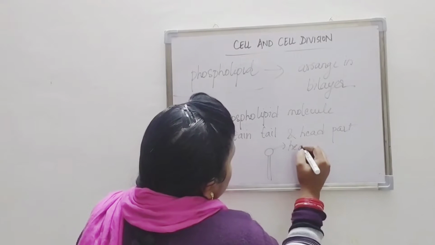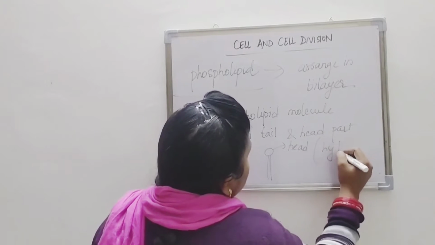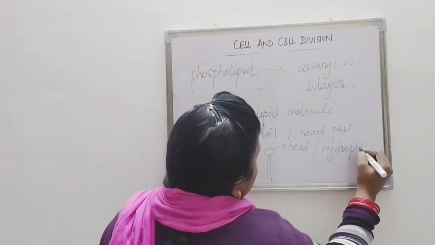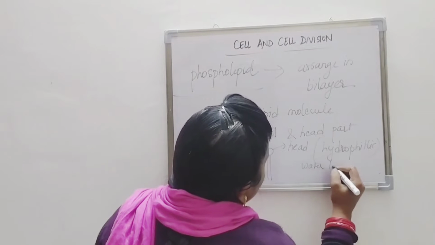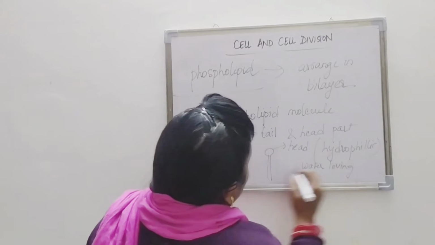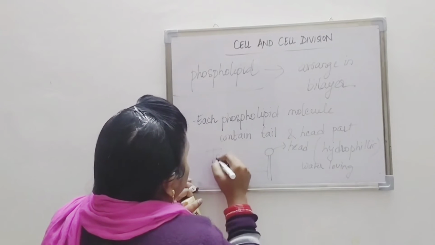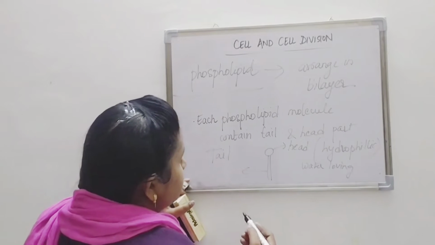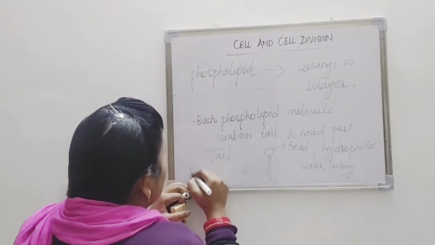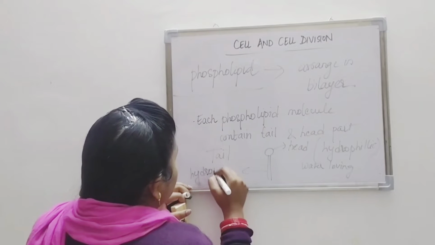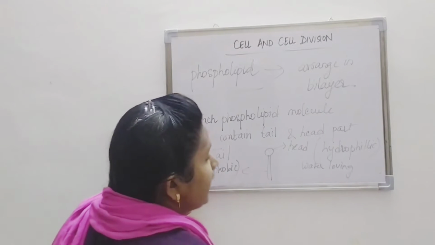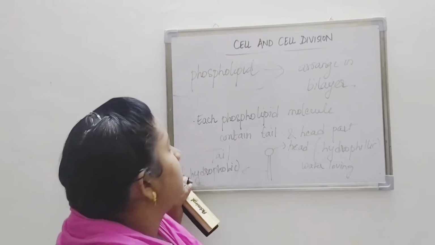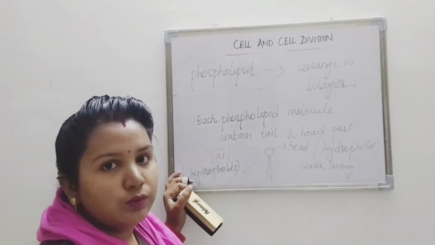The head part is hydrophilic. That means the head part is water loving. And this one is the tail part. The tail part is hydrophobic. That fears the water. That doesn't like the water. So the tail part always repels the water. It will always go away from the water.